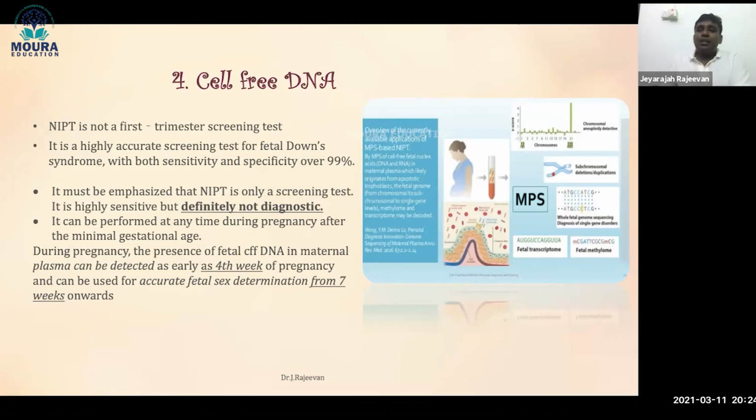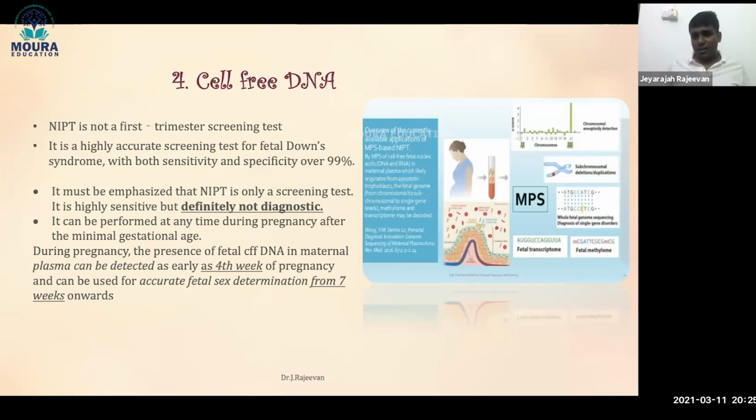Now, the mother's blood will have mother's cell-free DNA and fetal cell-free DNA. Agreed? The mother has her own free DNA, and the fetal DNA is also now in the maternal blood. So the maternal serum will have cell-free DNA of the mother as well as the baby. Around 90% of cell-free DNA belongs to the mother, and 10% belongs to the baby.